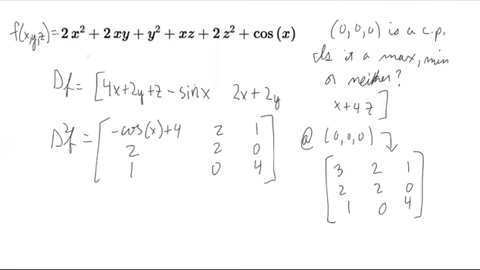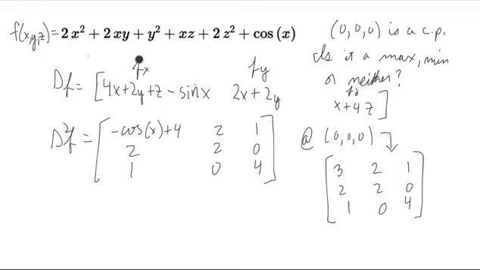Let's take a look at an example where we determine if a critical point which is given represents a maximum, a minimum, or neither of a function. Okay, so look at its first derivative by taking partial derivatives with respect to one variable at a time. So the first one is fx, fy, and this is fz over here.